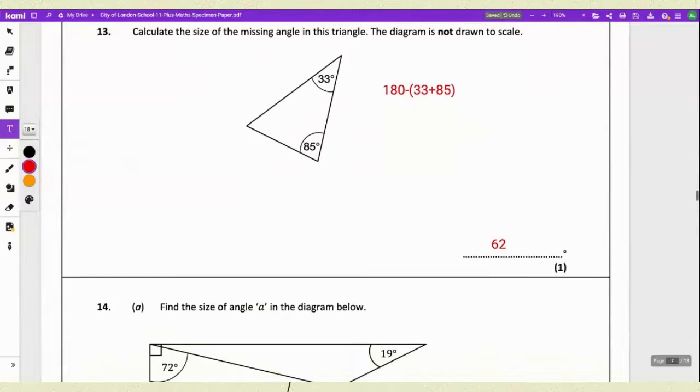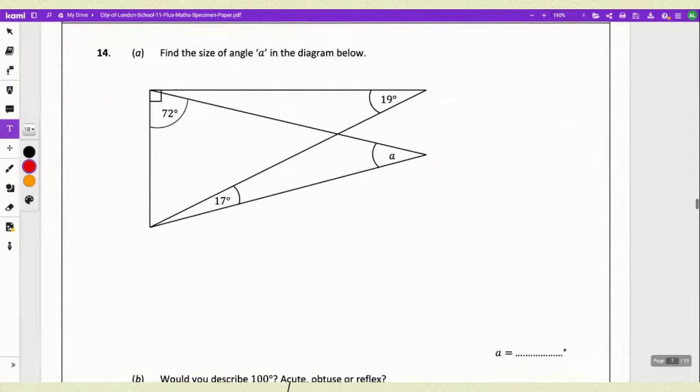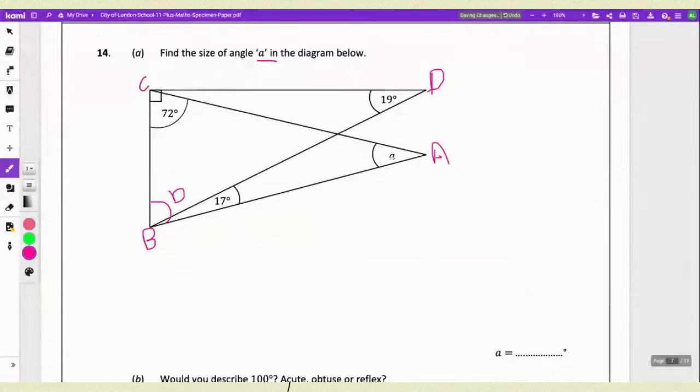You have another angle question coming up now. That's number 14. In this, you need to find the size of the angle A in the diagram. So let's draw first to make it easy for you all. This is C. This is my A. This is my P. And this one is my B. So now they are saying find the size of angle A. So let's find it.